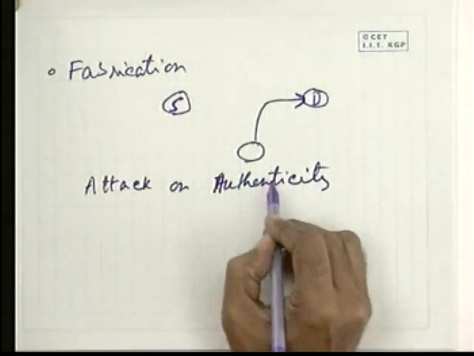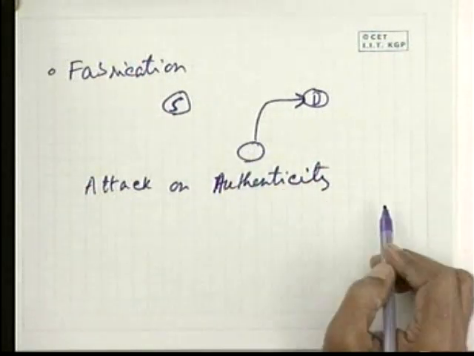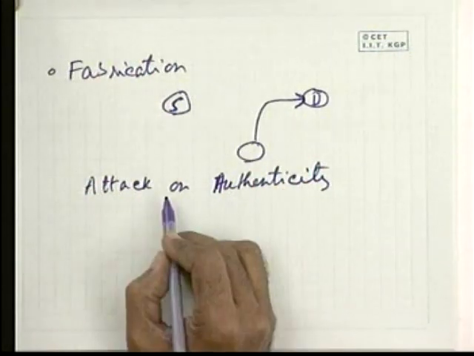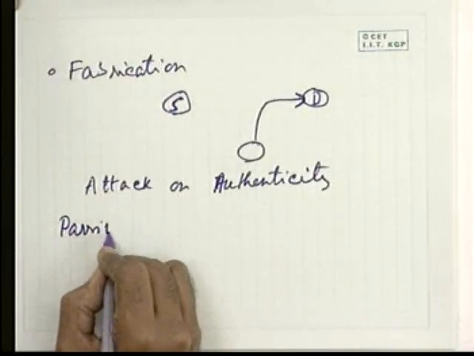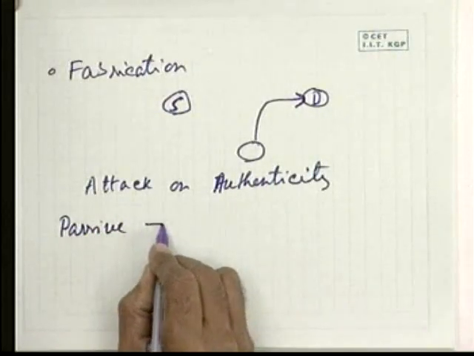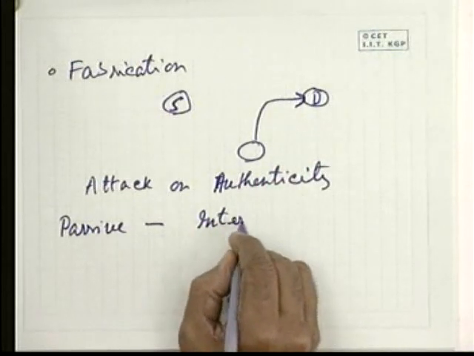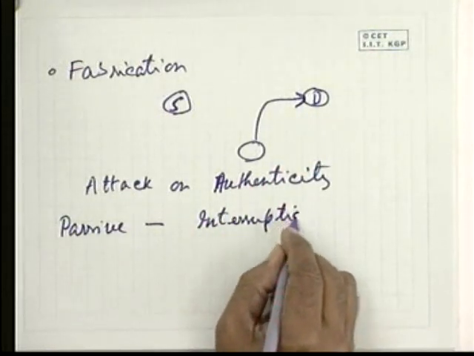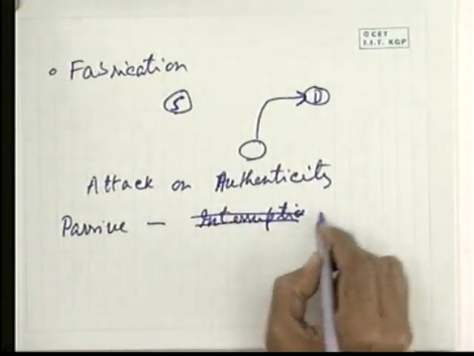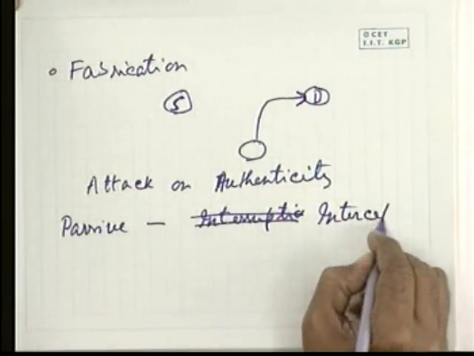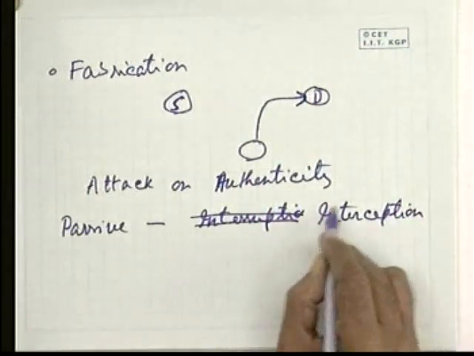The authenticity of the source is now violated in this particular case. In fact, apart from this classification, we can classify the attacks into two types: passive and active. In the passive attack, interception can be considered as a passive attack, where nothing active is taking place, only another party is listening to what is being sent.